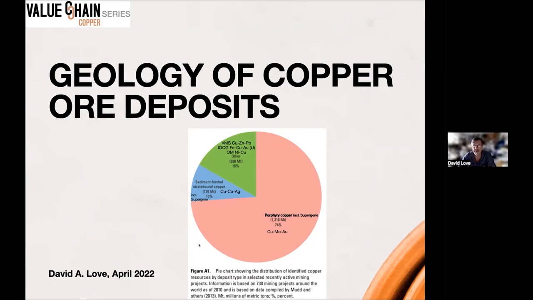And in this pie chart down here, you can see most of the known copper resources are contained in porphyry copper ore deposits. About 10% are contained in sediment-hosted or strata-bound copper deposits, and everything else, all the other kinds of ore deposits, plus scrap and other recycling, makes up about 16%. Copper porphyry deposits and sediment-hosted deposits include supergene copper ore, which I'll explain in a few minutes.